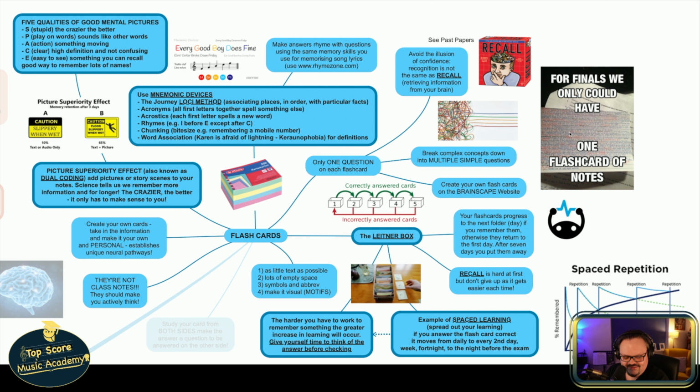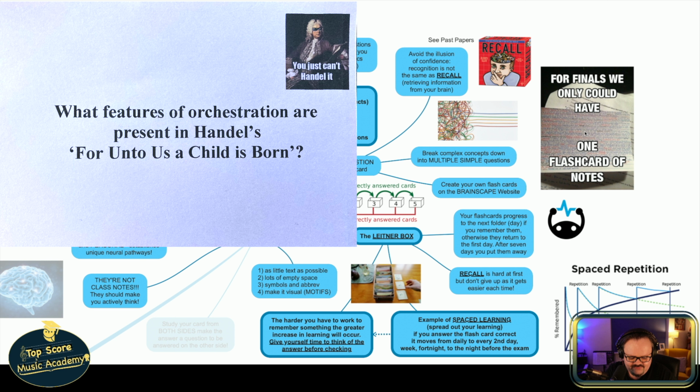So try not to go overboard with the amount of text. Some of my flashcards are a bit like that. I can show you maybe one example here. Actually, that's not as bad as I thought, the example I had ready. There are a few though. Like here I have, what features of orchestration are present in Handel's "For unto us a child is born"? That was the question. That is the answer.